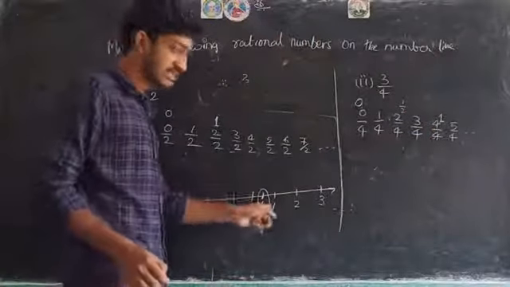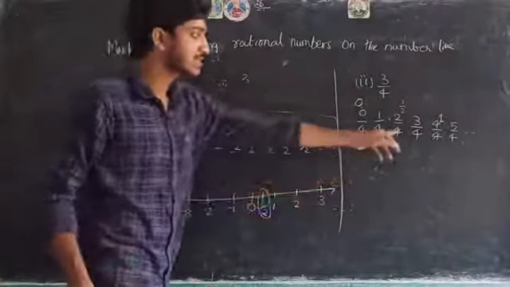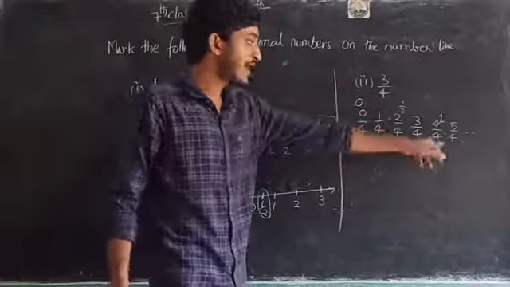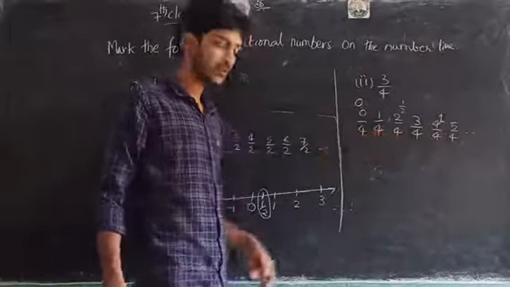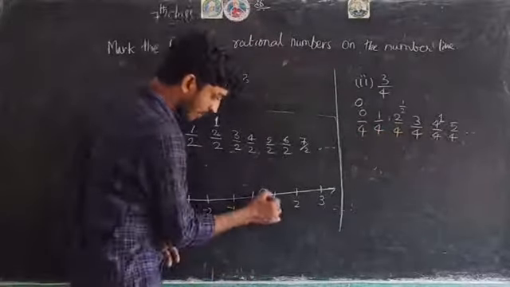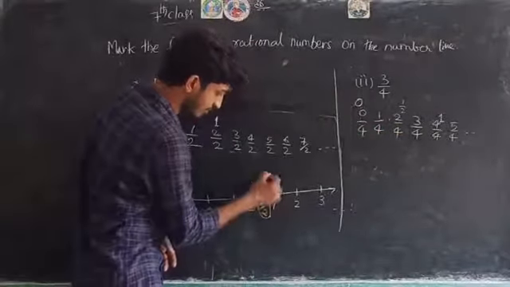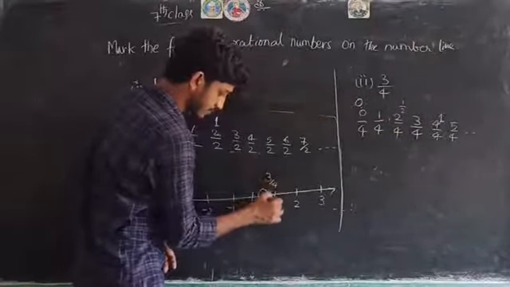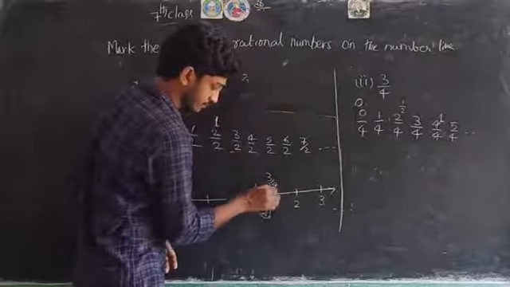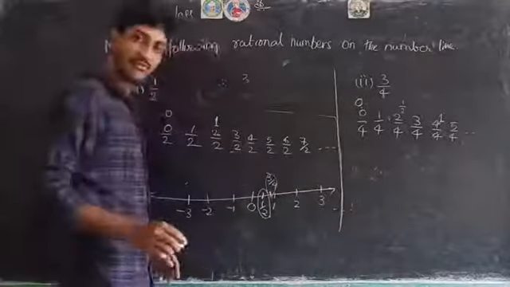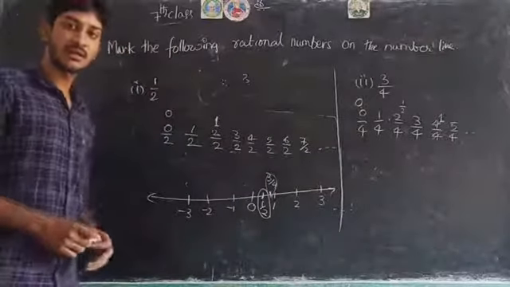So 3 by 4 is after 1 by 2, which means it is in between 1 by 2 and 1. So we have to represent 1 by 4 and 3 by 4 here. Okay children, this is the 3 by 4. Like that we have to represent the numbers on the number line.